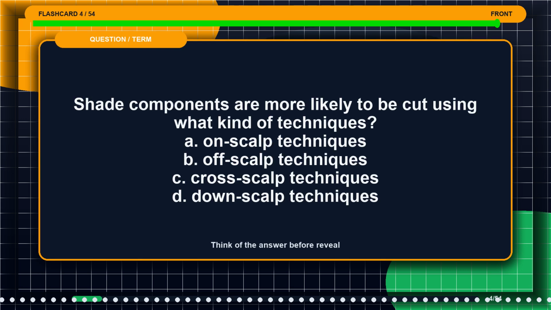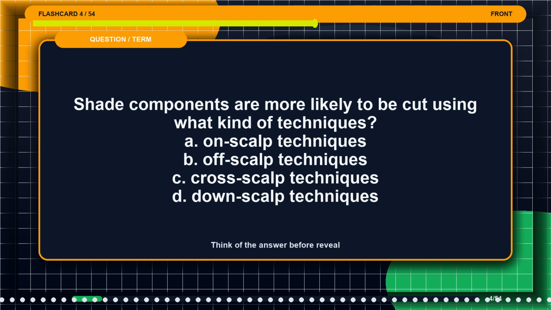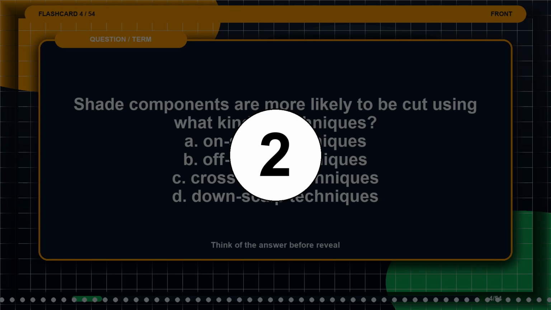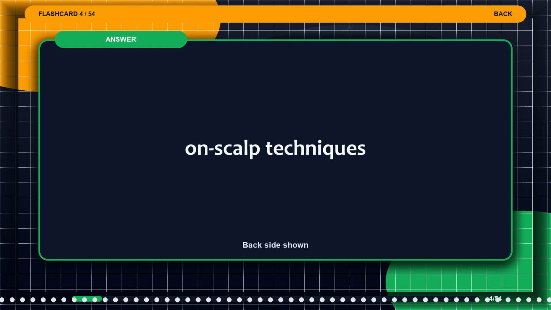Flashcard 4. Shade components are more likely to be cut using what kind of techniques? A. On-scalp techniques, B. Off-scalp techniques, C. Cross-scalp techniques, D. Down-scalp techniques. Pause and think of the answer before the reveal. The answer is on-scalp techniques.